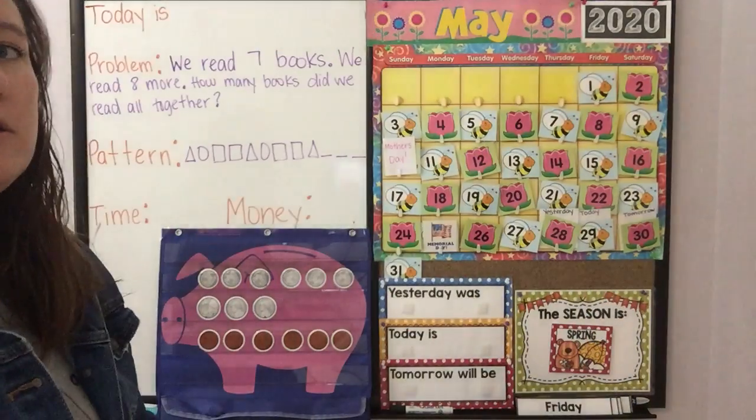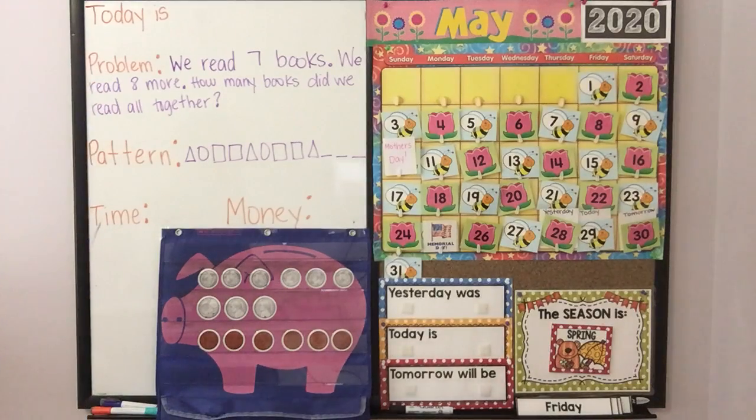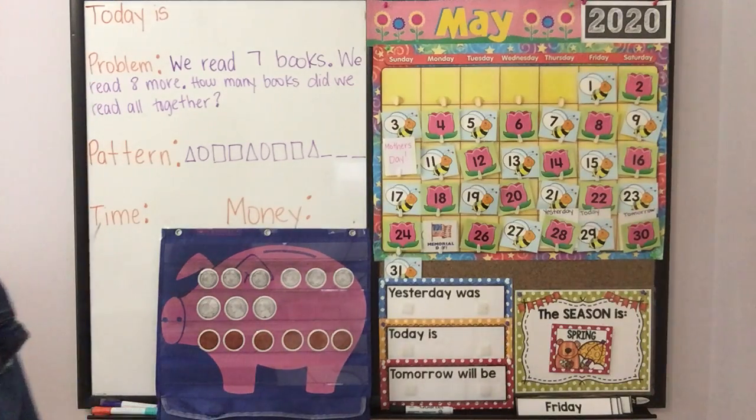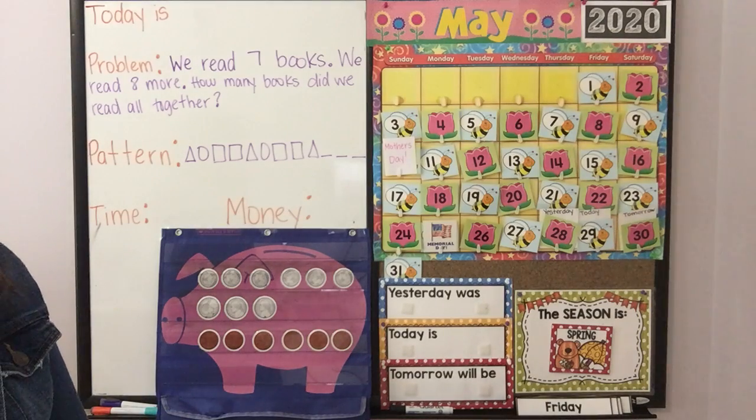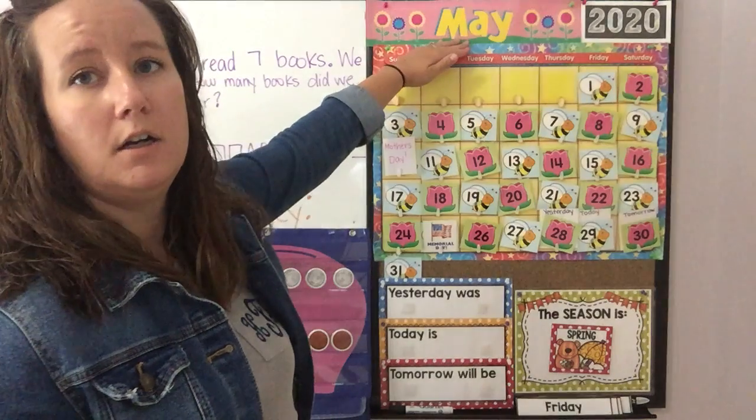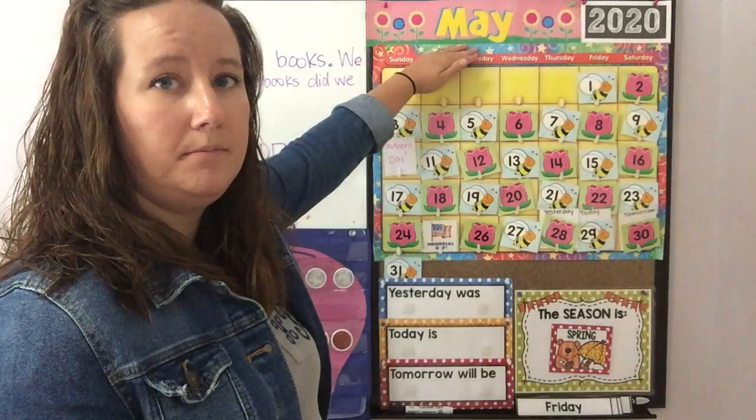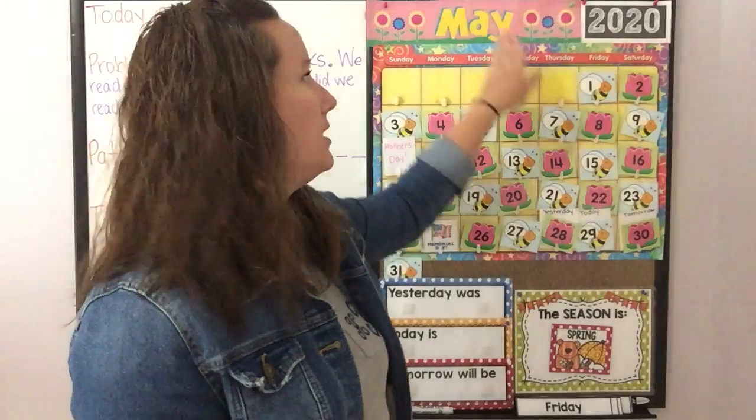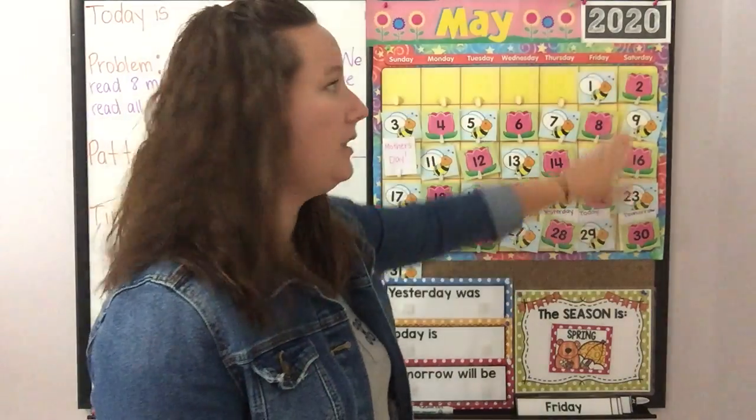We're going to look at our calendar and sing the months of the year. Ready? January, February, March, April, May, June, July, August, September, October, November, December. These are the months of the year. So if we look at our calendar, our month at the top is May. Very good. And today's date is the 29th. So today's May 29th, and our year is 2020.